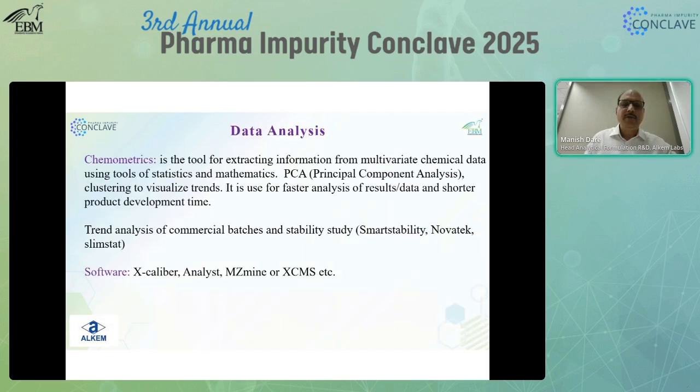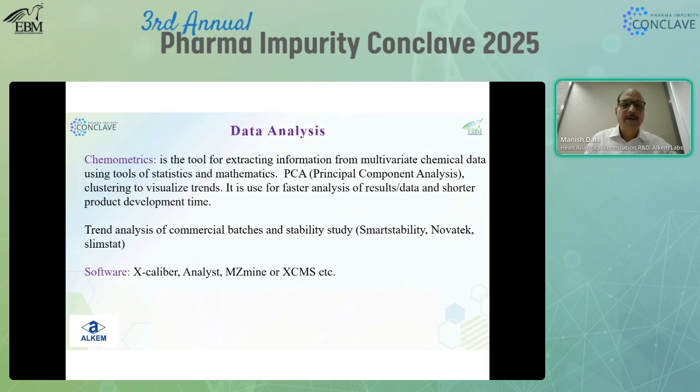After generating the analysis data, like mass and so many other data, this software is going to help us with trending the analysis, because chemometrics is the tool for extracting information from multivariate chemical data using statistics and mathematics, with principal component analysis and clustering for visualizing trends. These data need to be reviewed and evaluated properly.